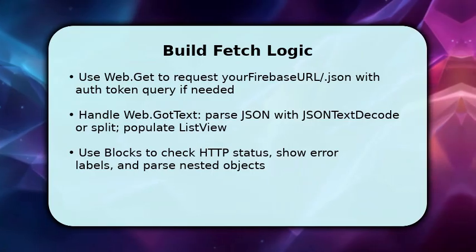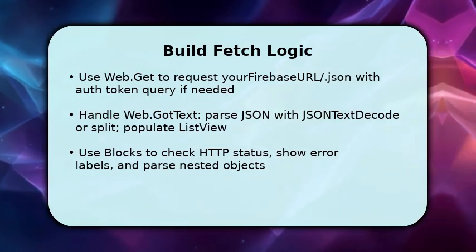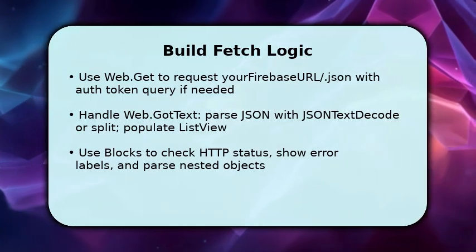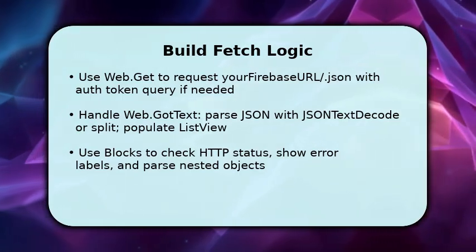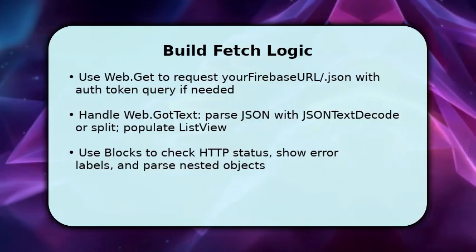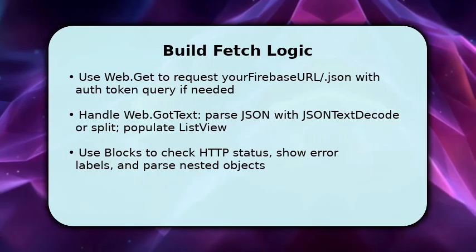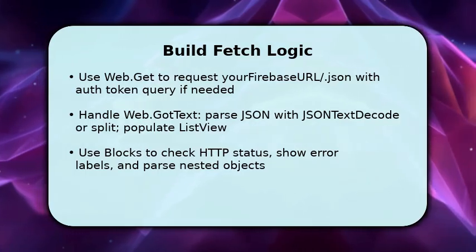Get. In web.GotText, check the response code to ensure success. If it's 200, proceed. Decode the JSON text into a list or dictionary, then extract keys and values to populate your list view. You do this because Firebase returns nested structures. Decoding gives you usable lists.